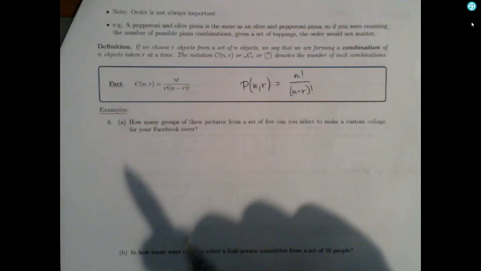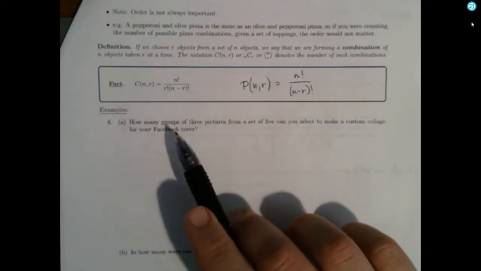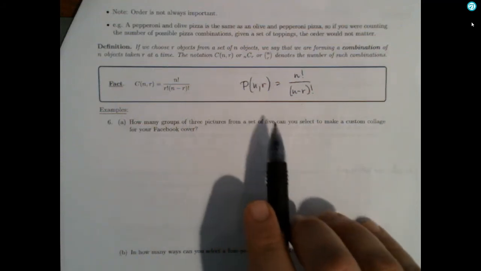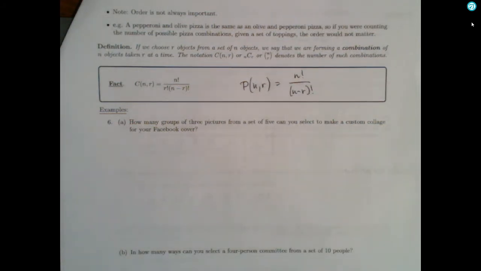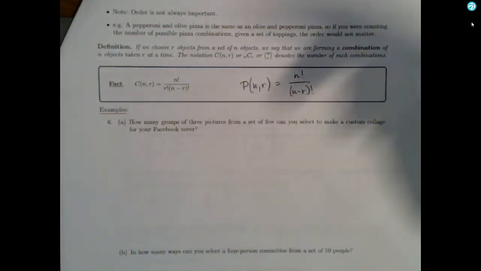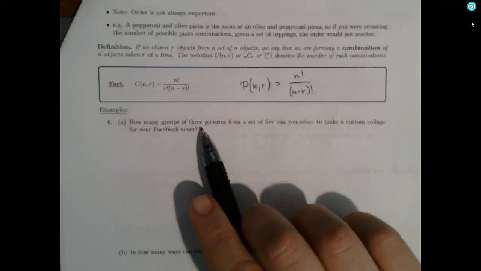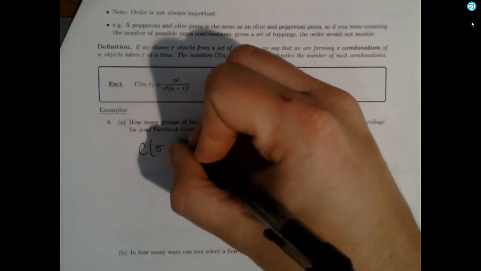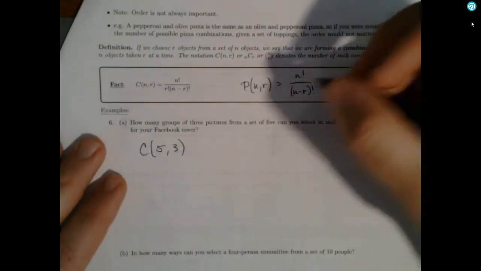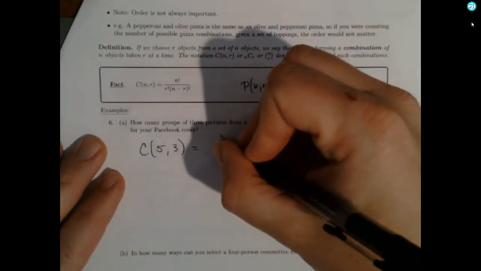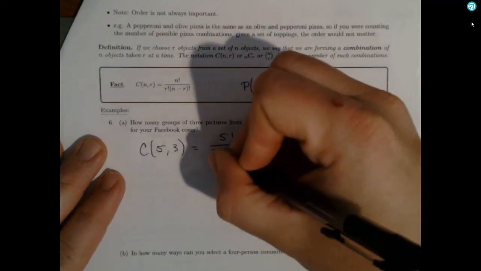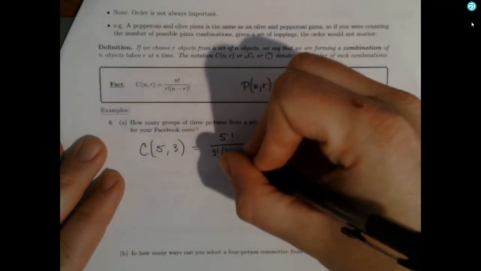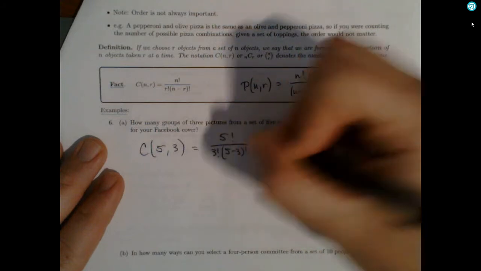It doesn't matter, because the question is, how many groups of 3 pictures from a set of 5 can you select? Okay, so the order doesn't matter, right? We're going to select 3 pictures from a set of 5 pictures. So this is going to be C of 5, choose 3. Okay, so that's going to be 5 factorial divided by 3 factorial times 5 minus 3 factorial.